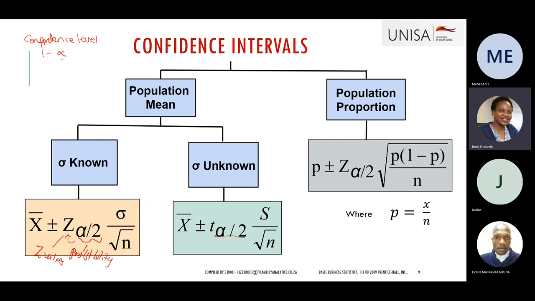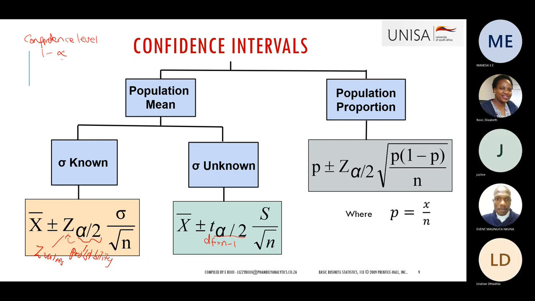With the T table, the critical value, we find it by using our t alpha divided by 2, which is your probability value, but we also need to use the degrees of freedom, which is n minus 1, where n is our sample size. So on the table, we're going to have your degrees of freedom and the probability values in order for us to go find the critical value. And we will look at that table just now. And you multiply that with the standard error, which is your sample standard deviation divided by the square root of n.